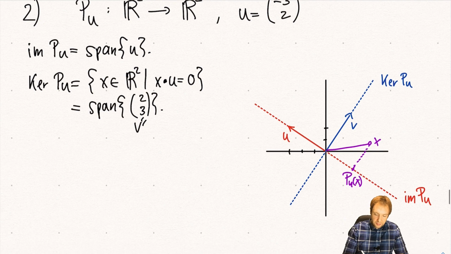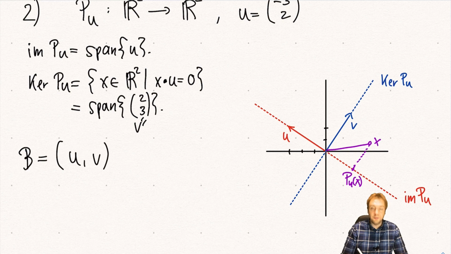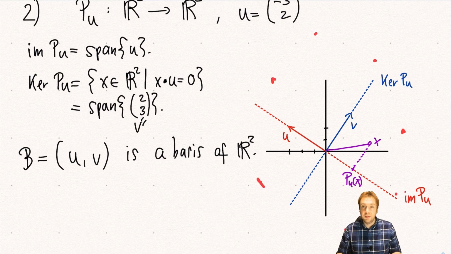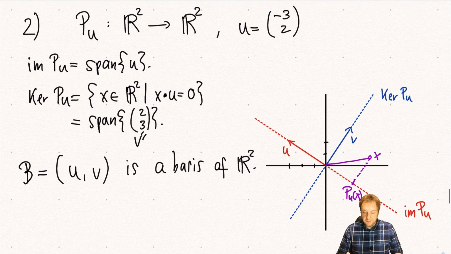So if we write down B now, let's take the basis which consists of the vector U and V. So this is a basis of R2. So in other words, any point here in R2 can be written as a unique linear combination of these vectors U and V. And now we can ask ourselves, what is the matrix of this projection with respect to this basis here?